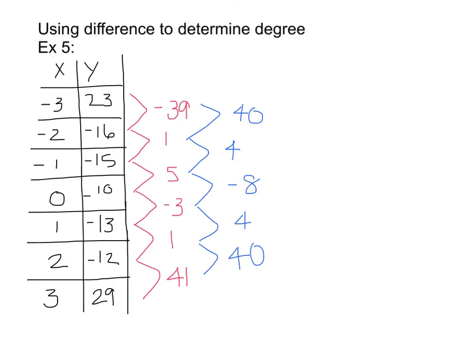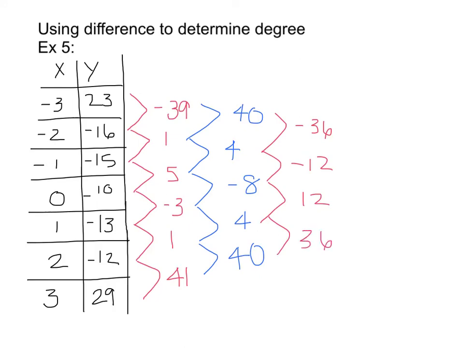Again, all of those numbers aren't the same, so we subtract again. 4 minus 40 gives me negative 36. Negative 8 minus 4 gives me negative 12. 4 minus negative 8 gives me positive 12. And 40 minus 4 gives me positive 36.